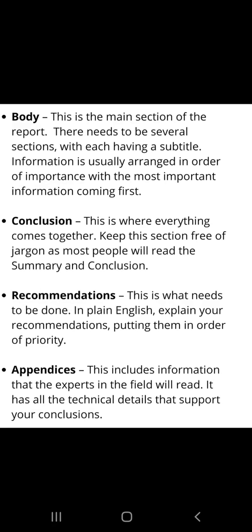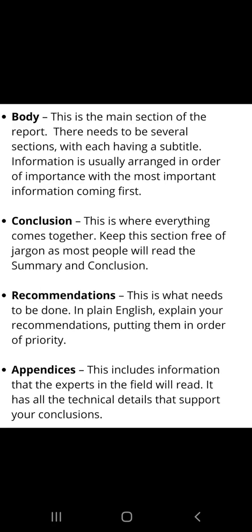Then in the conclusion, at last, when a report has been completed, this is where everything comes together. Keep this section free of jargons, as most people will read the summary and conclusion. So children, as I told you, you can write the summary to get the last point added there, and then you can also write a conclusion, so that people who don't have time just read the conclusion, or they are only interested in the conclusion. So your conclusion must be very clear.